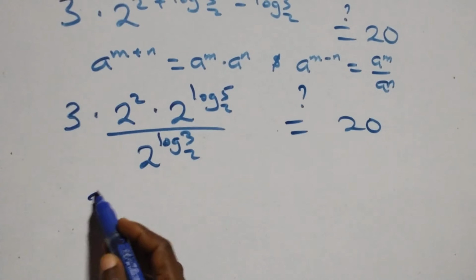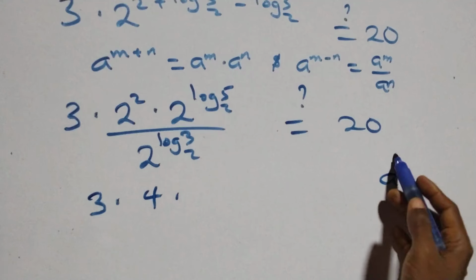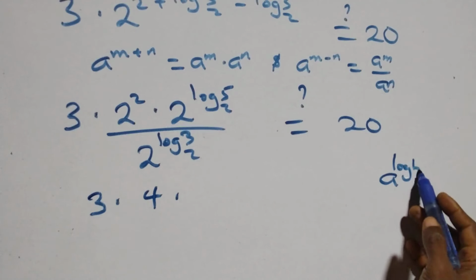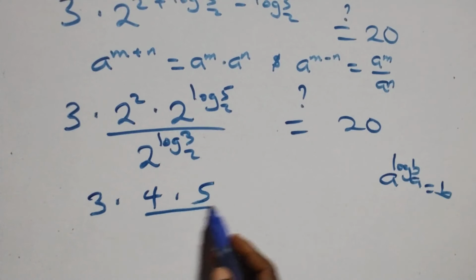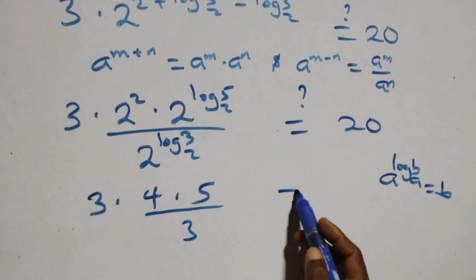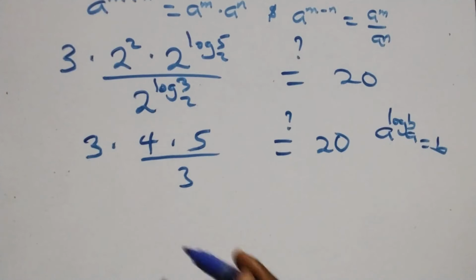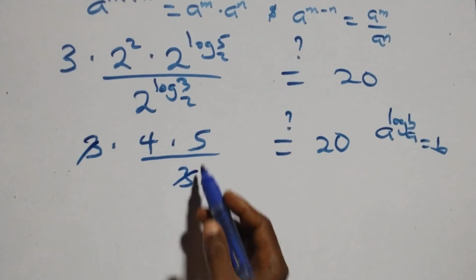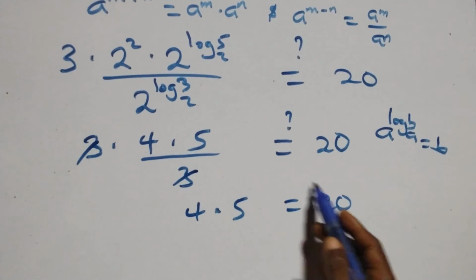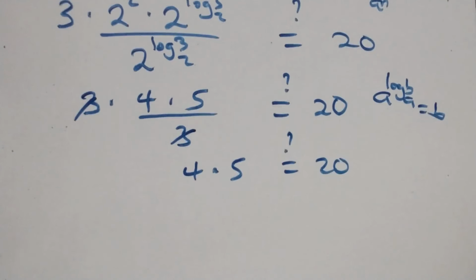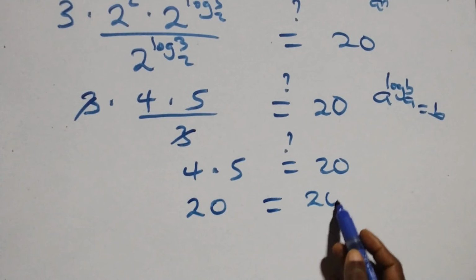At this here we have 3 times 2 squared, that's 4, times this follows, and we have a raised to power log b to base a, which is equals to b. This here we have 5 over 3 is equals to 20 on this side. At this here 3 cancel each other, we have 4 times 5 is equals to 20 from here, and of course 4 times 5 gives us 20, which is equals to 20 on this side.